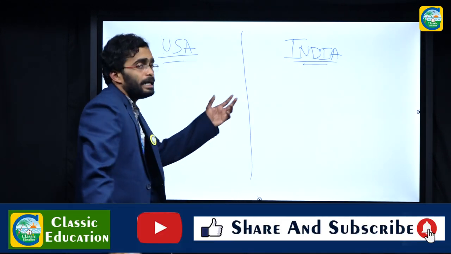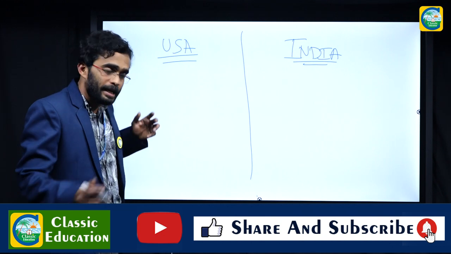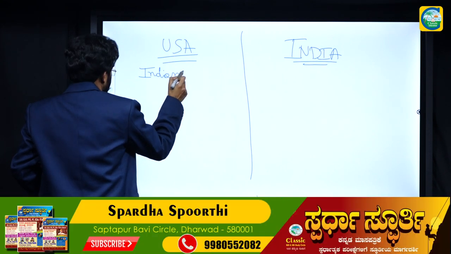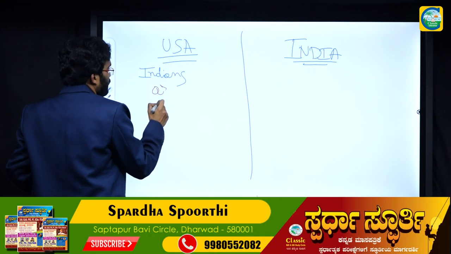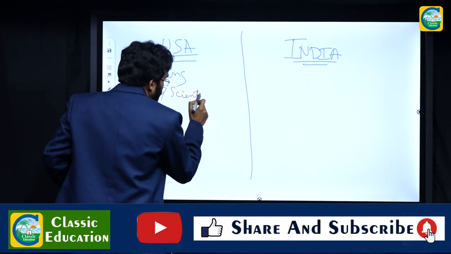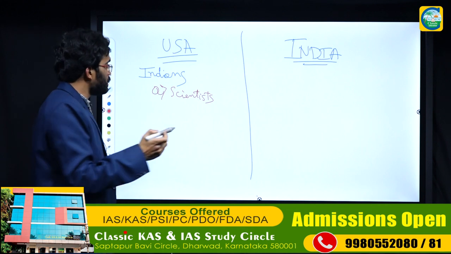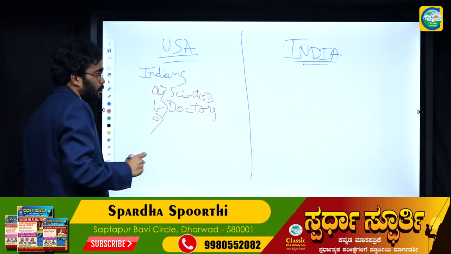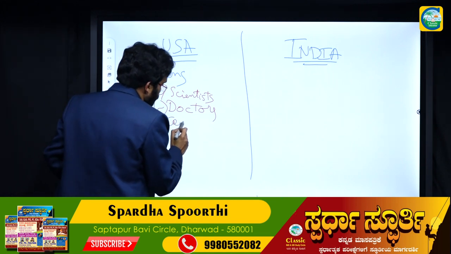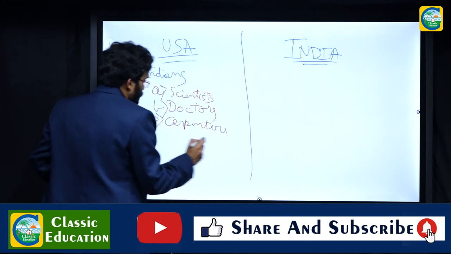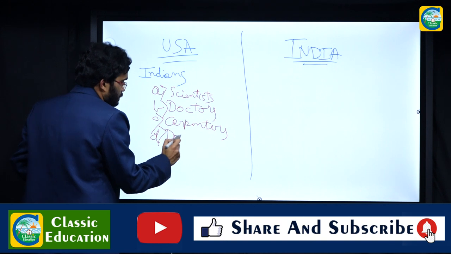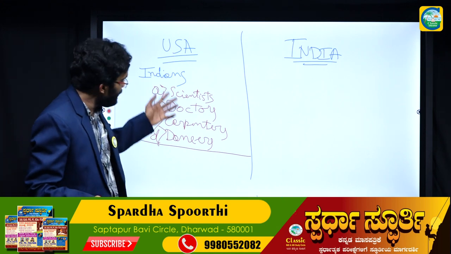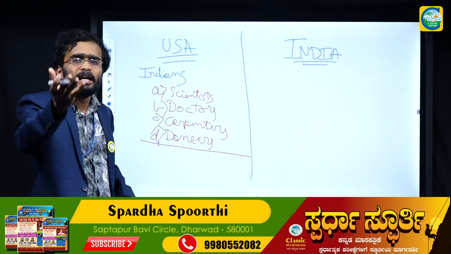Let us say Indians are working in USA. Several beautiful, amazing, hard working Indians are working as scientists in NASA. They are working as doctors. There are some carpenters also. There are some dancers, Indian beautiful dancers. So all of them are residing in USA. These are Indian citizens, residing in USA and earning some income.